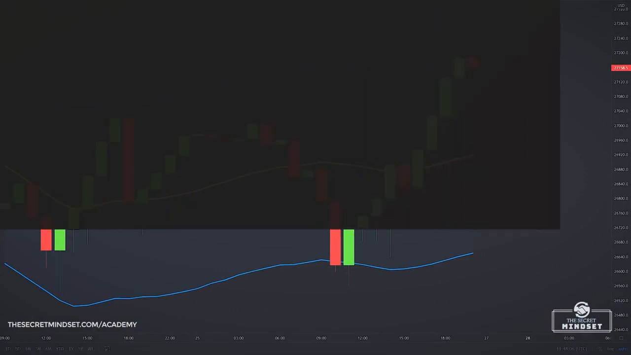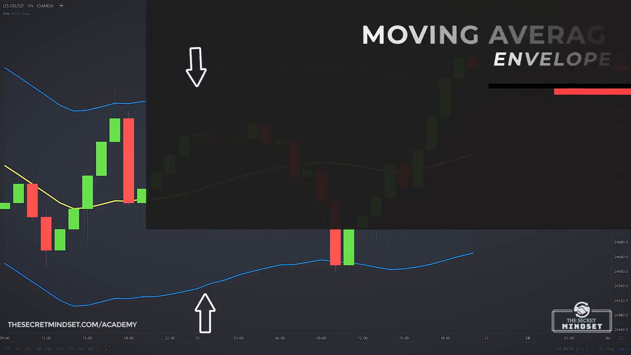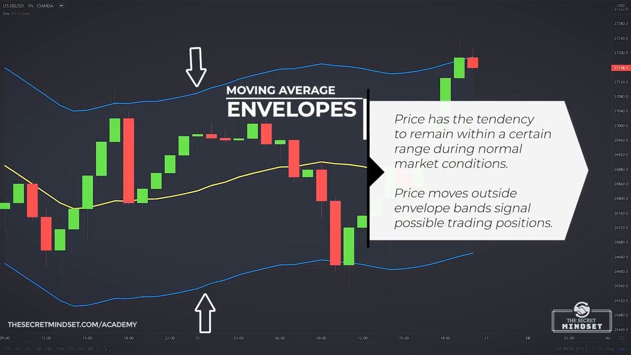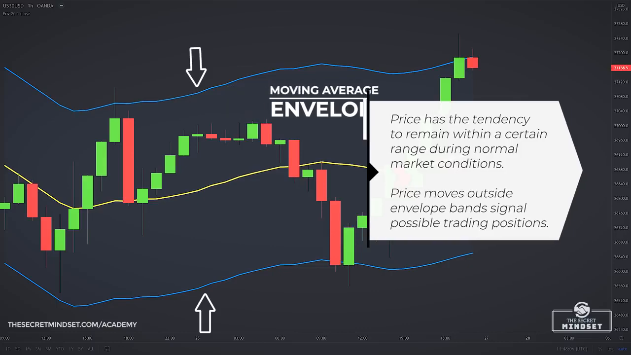The envelopes is a tool that attempts to identify the upper and lower bands of a trading range. It does this by plotting two moving average envelopes on the price chart, one shifted up to a certain distance above and one shifted below. The idea behind this indicator is that the price has the tendency to remain within a certain range during normal market conditions. However, when these conditions are changing, the price has the potential to move above or below the envelope bands, which is signaling possible trading positions.